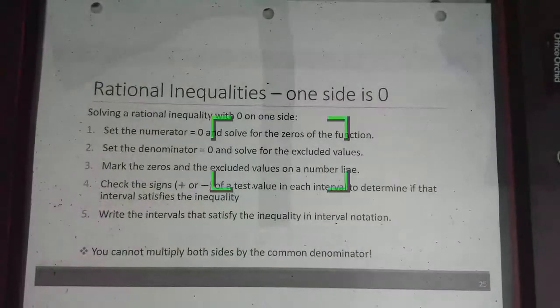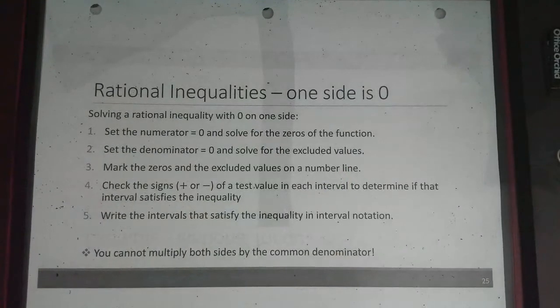We're going to start by looking at rational inequalities where one side is 0. The first thing we're going to do, step 1, is set the numerator equal to 0 and solve for the zeros of the function. So what we're doing in that case is finding the values that make the overall fraction equal to 0. In step 2, we're going to set the denominator equal to 0 and solve for the excluded values. Those are the values that are not allowed for the variable, so they can't be in our final solution either.